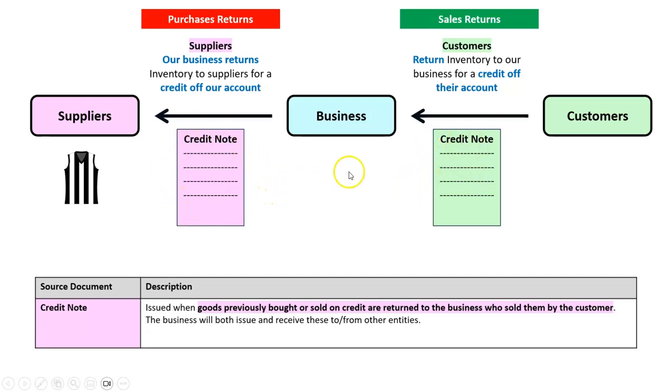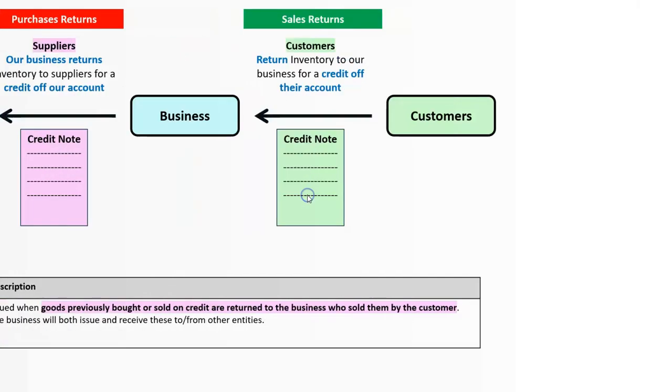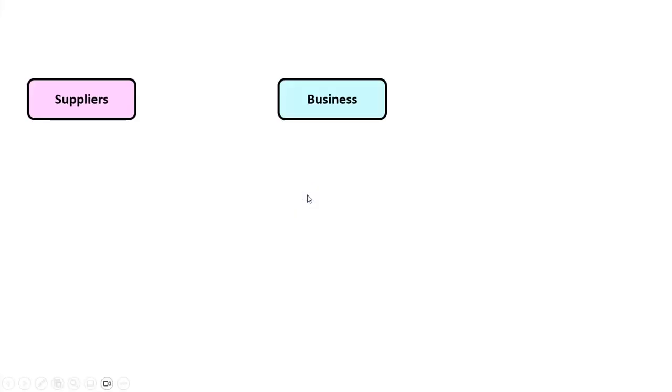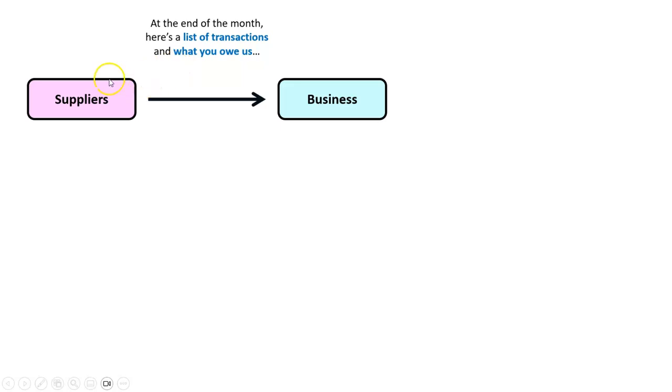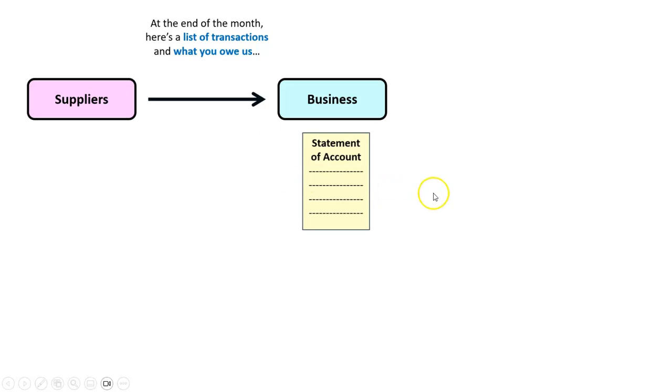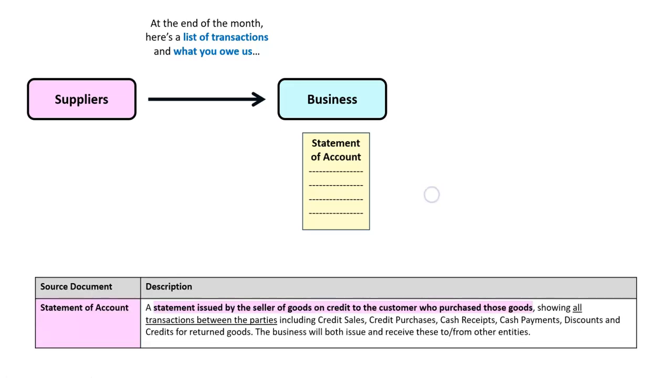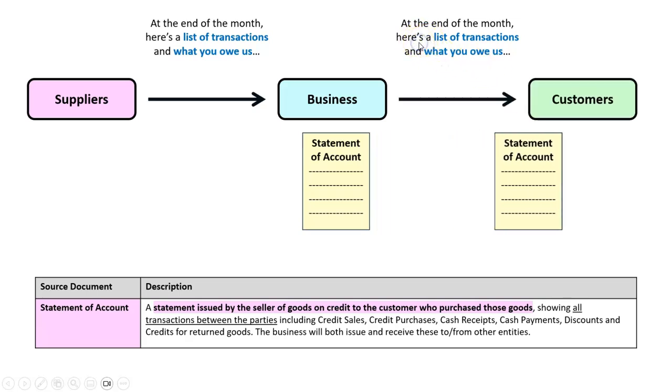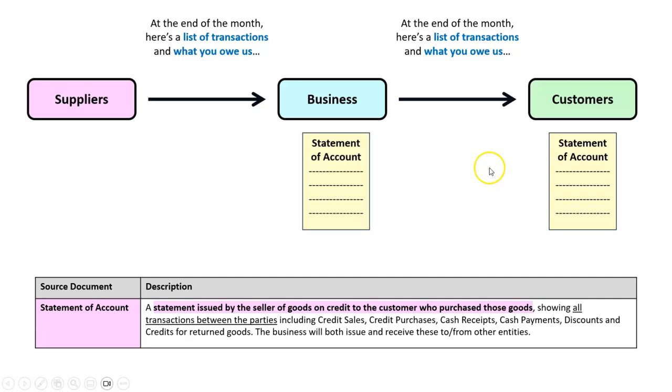It just depends whether our business is the one returning the inventory or the one where a customer is returning it to us. And lastly, we need to deal with statements of account. At the end of the month, the supplier will provide a list of transactions and what you owe us, and that's called a statement of account. We can then go through that and make sure it matches our records. But because our business is also selling on credit, we're going to issue statements of account. At the end of the month, we'll give these to customers saying, here's a list of transactions and what you owe us. And we'll need to use both of those to reconcile our accounts, both for the customers where we've sold things on credit, but also with our suppliers where we've purchased them on credit.